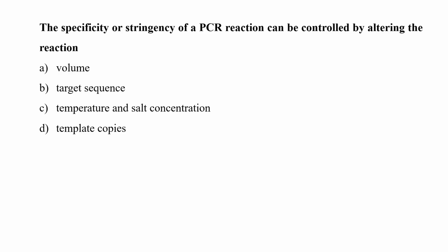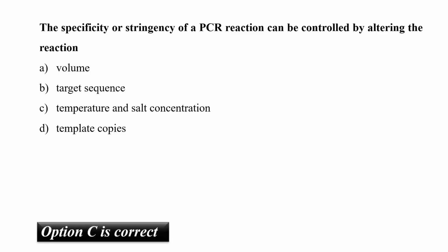और अगर एक दूसरा फैक्ट अगर हम ध्यान से देखें कि प्रेजेंस ऑफ सॉल्ट, that's also greatly influences the PCR amplification. इसके अलावा कुछ और फैक्टर्स भी हैं जो PCR की स्ट्रिंजेंसी को कंट्रोल कर सकते हैं, जैसे कि प्राइमर्स की प्योरिटी, मैग्नीशियम आयंस, एडिटिव्स। But in this case the option C should be the correct answer, that temperature and salt concentration both can strongly influence the specificity or stringency of a PCR reaction.